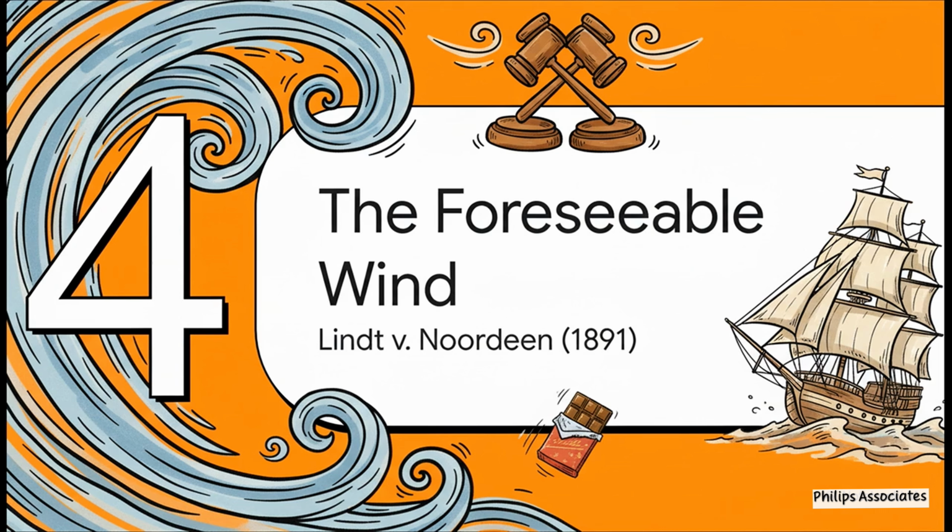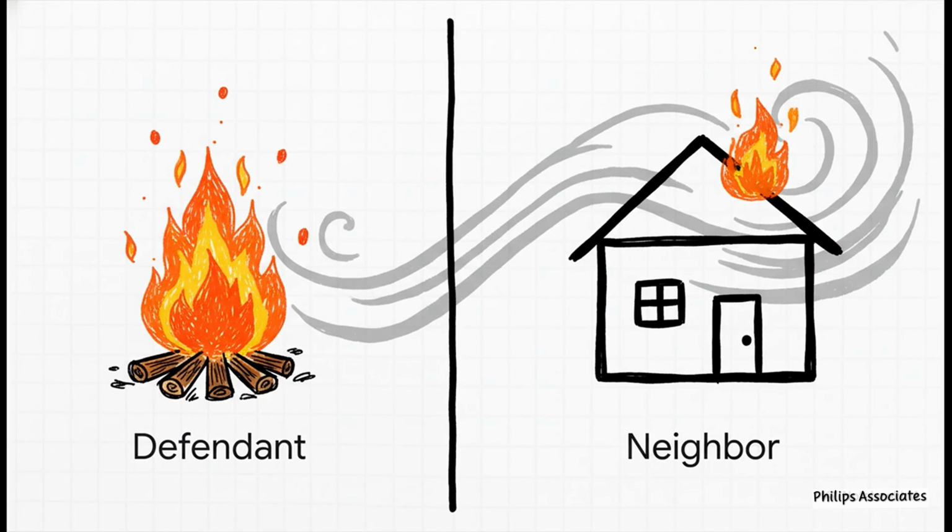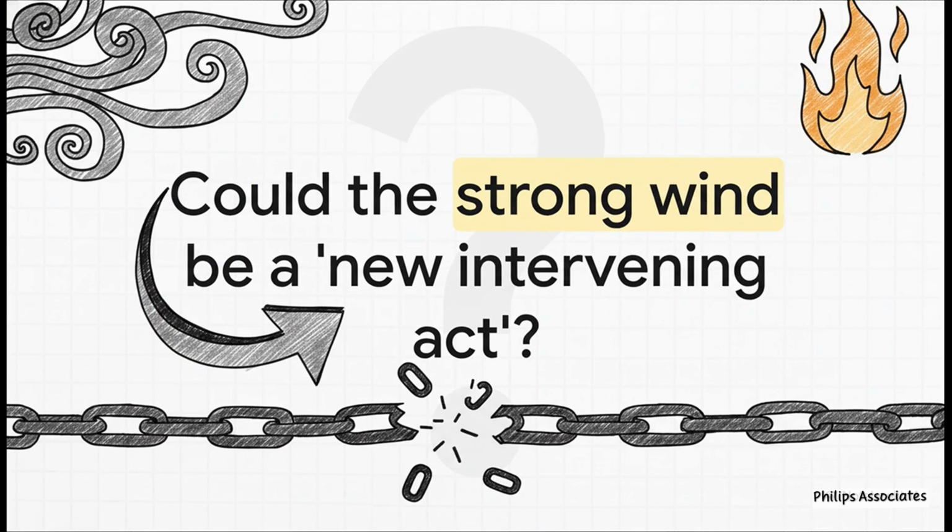Let's jump forward to 1891 for our second case study, Lint versus Nordine. The story here is pretty simple. Someone is careless with a fire on their property. Later on, a strong wind kicks up, whips the flames across the property line, and damages their neighbor's place. So, could the wind, this powerful natural force, be considered a new intervening act? Could an act of God, as they sometimes say, be the thing that breaks the chain and absolves the person who was careless with the fire in the first place?